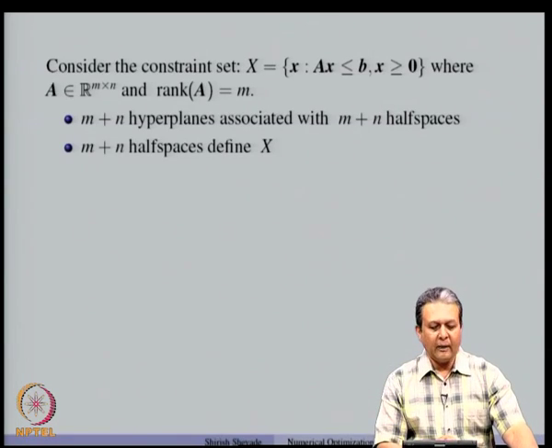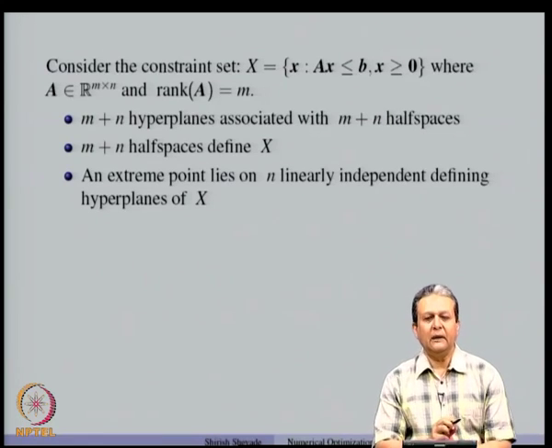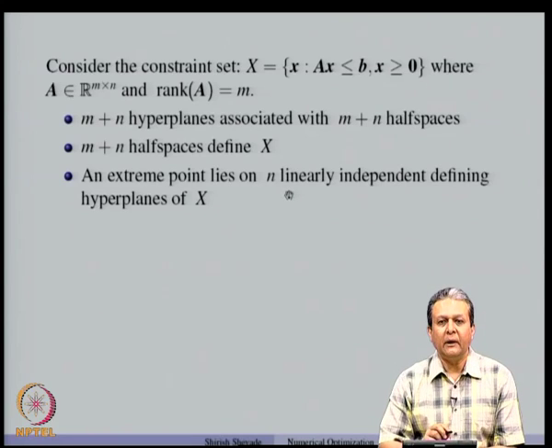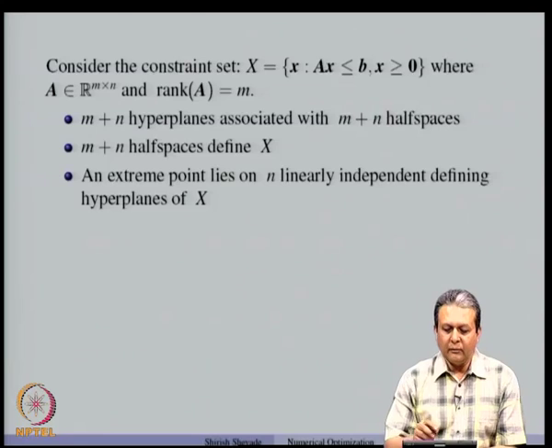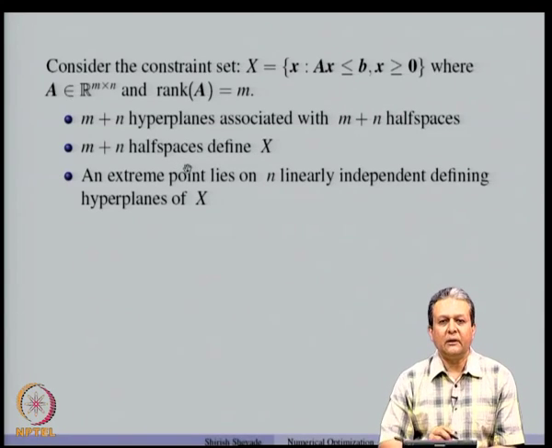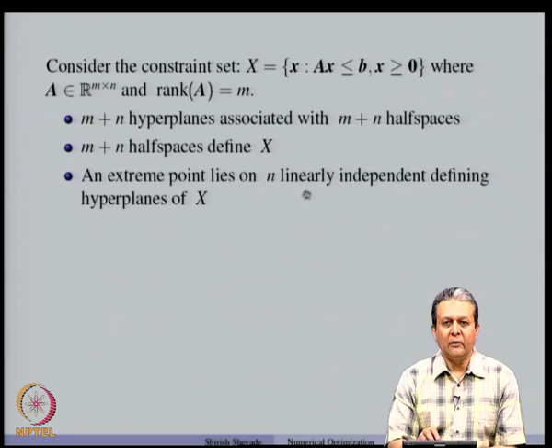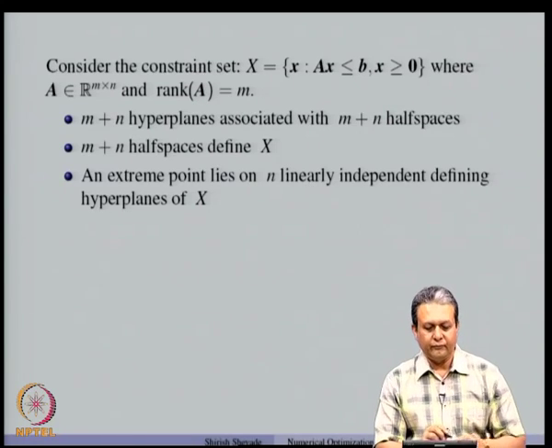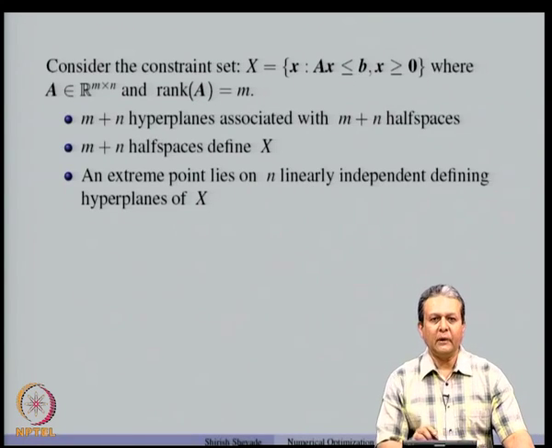Now, these m plus n half spaces together define the set X, and an extreme point lies on n linearly independent defining hyperplanes of X. So, out of these m plus n half spaces, we will be interested in an extreme point on n linearly independent hyperplanes.